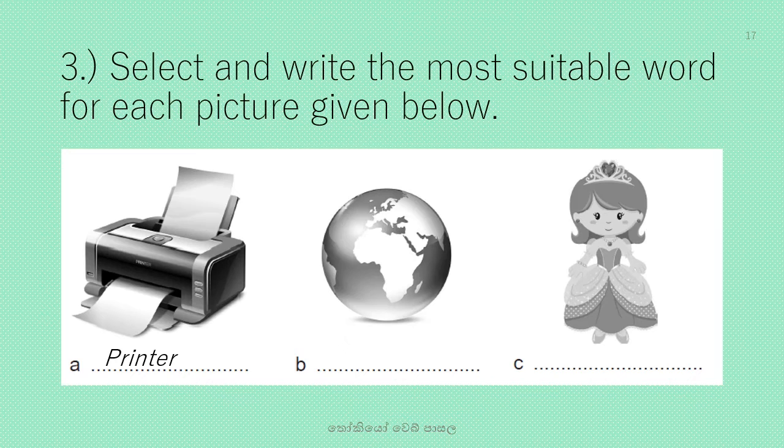So what is picture B? It is the planet. We know our Earth is a planet. There are more planets like Saturn, right? We have many planets. So this is the planet. What is the picture in C? She is a princess. Yes. So printer, planet, princess.